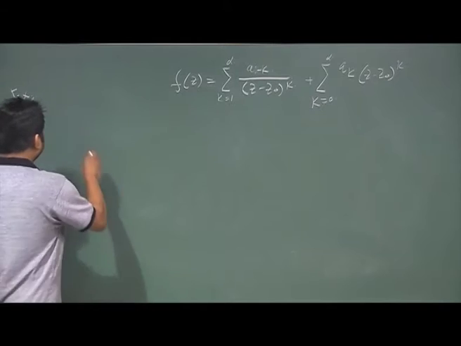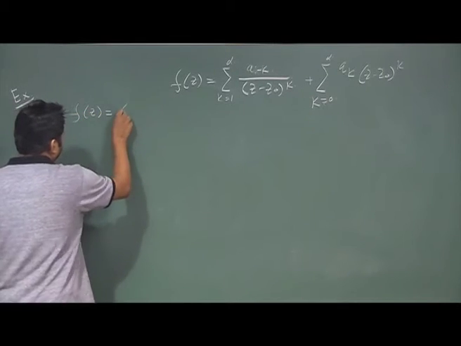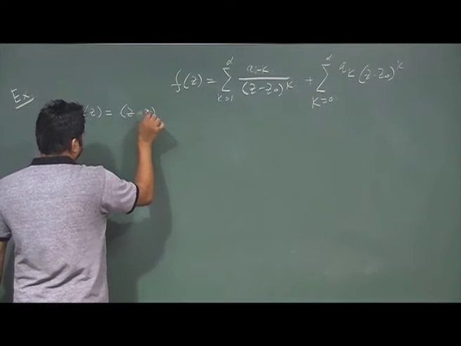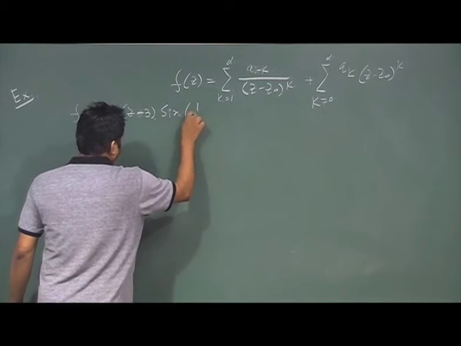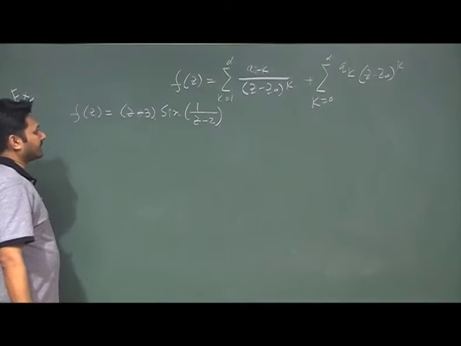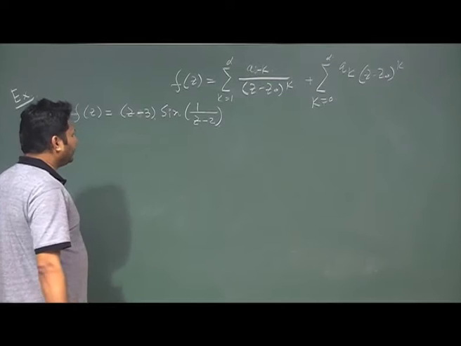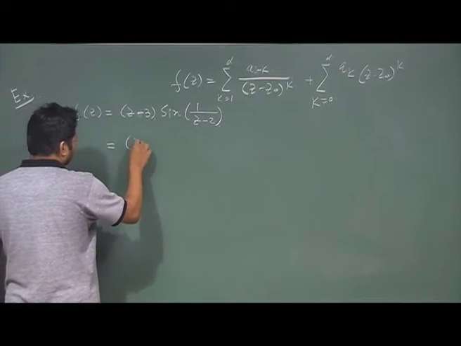So, for example, the function f(z) is something like (z plus 3)(z minus 3) sine of 1 by (z minus 2). If the function looks this way, how do we deal with that? There are two ways.